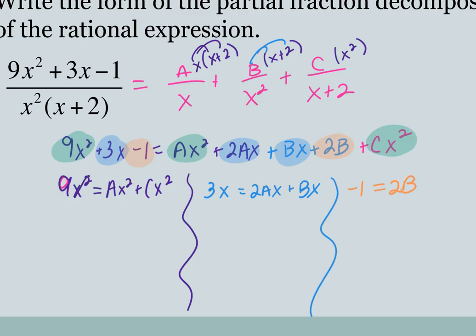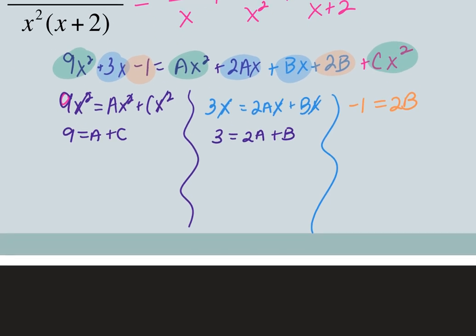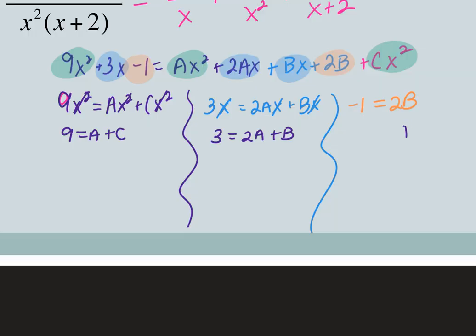I'm going to cancel through all the x squareds. I'm going to cancel through all the x values. So I've got 9 equals a plus c. I've got 3 equals 2a plus b. And the last thing I've got is that b now equals -1/2. We good so far? Okay, now I got to take that b and plug it in where there's a b. So there's a b on the a plus b one.